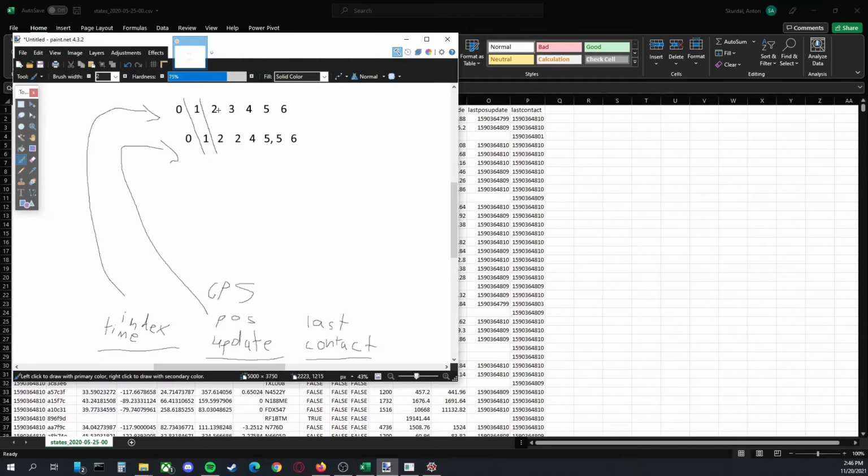So at time 2, we get a position update. So our last contact was at time 2. But then at time 3, we don't get one. So our last position update was still at time 2. So we've missed one here. And then when time 4 happens, we get another one on time.